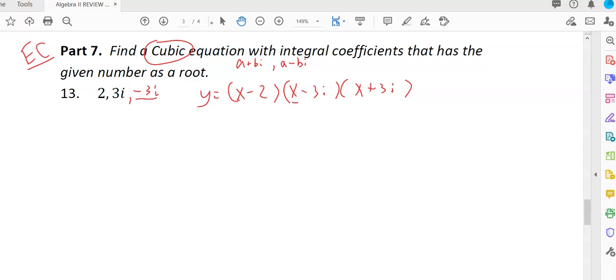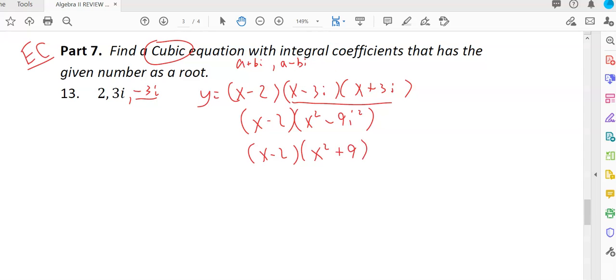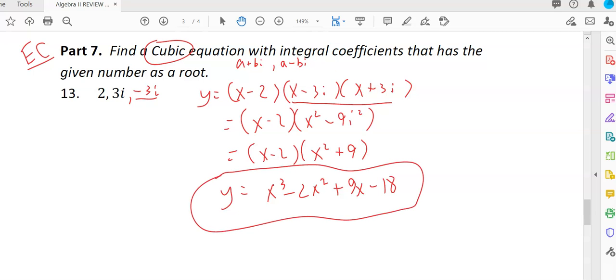And I think what's going to happen here, if I FOIL these guys together, it should work out pretty. Okay, so if I FOIL it, well, it's difference of squares, so I really don't have to do first and last. So x squared minus 9i squared times x minus 2. But that actually simplifies further because that'd be x squared plus 9, because remember, i squared is -1. So now I'm going to FOIL those two guys together. So I get x to the third minus 2x squared plus 9x minus 18. And that would be my polynomial in standard form.